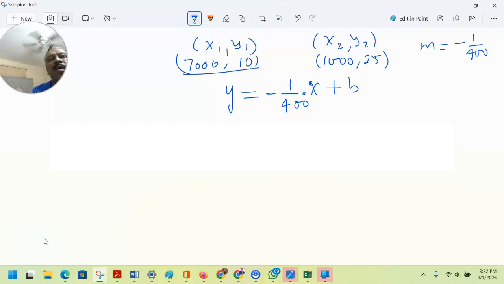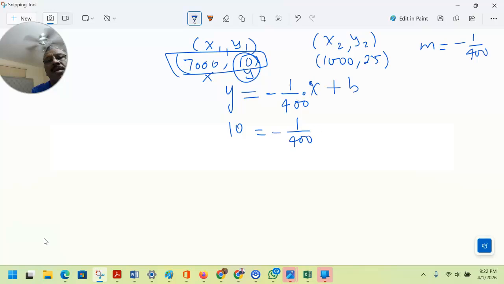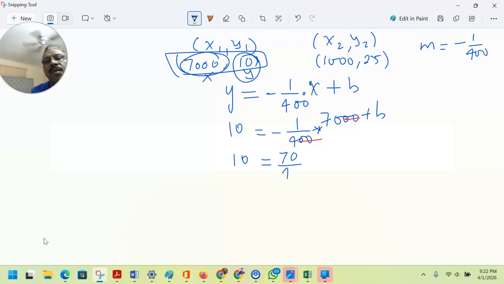Now let's plug in this point as x and y. So y is 10, so this becomes 10 equals minus 1 over 400, and x is 7,000, plus b. We can cross out two zeros here, and simplify one more step. So you get 10 equals minus 70 over 4 plus b.